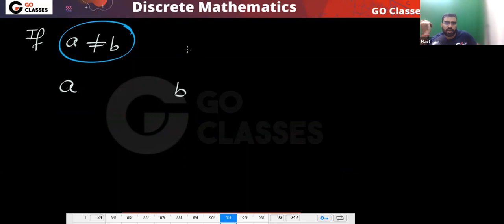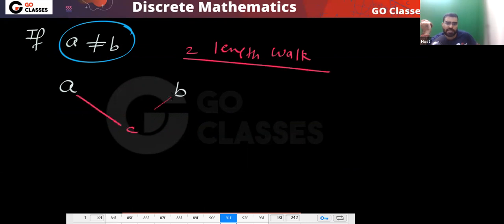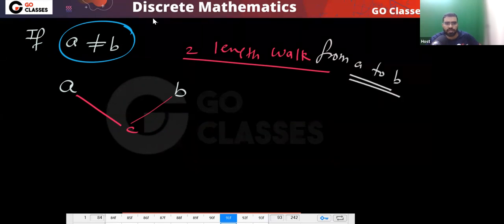The only possibility is this. How can you have a two length walk from A to B? The only possibility is something like this. Yes or no? This is the only possibility if you want a two length walk from A to B.